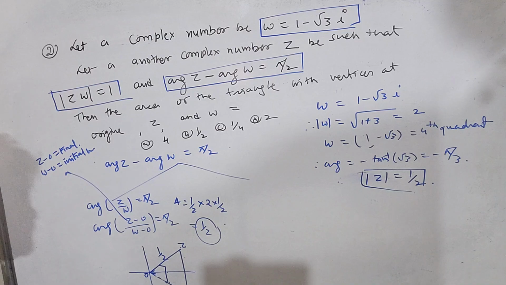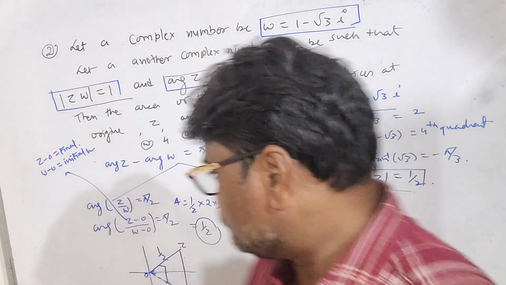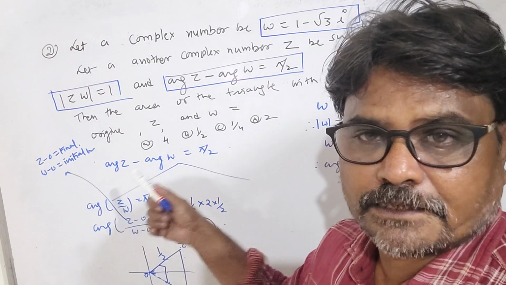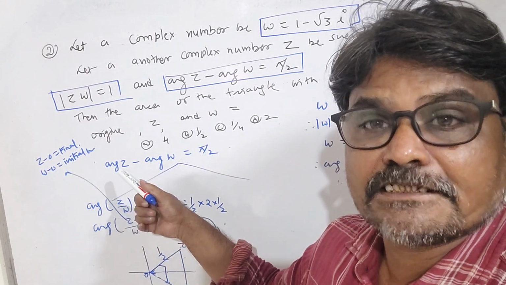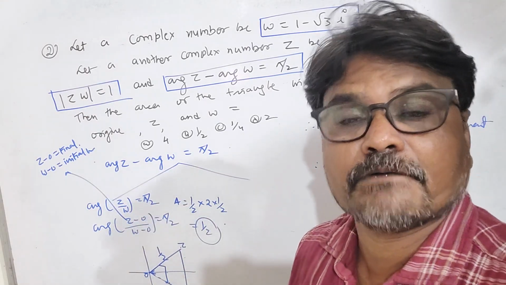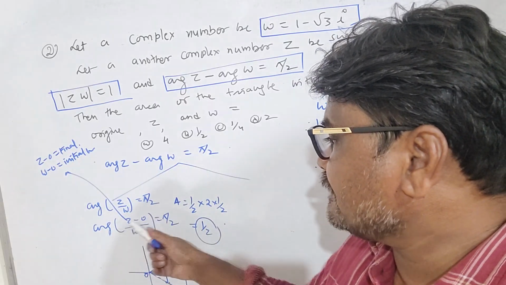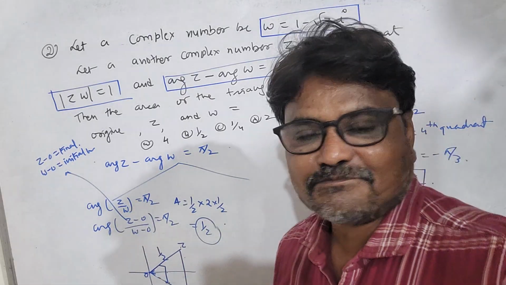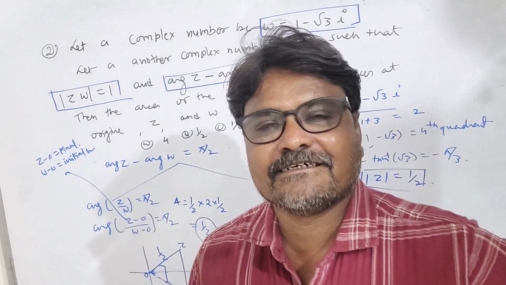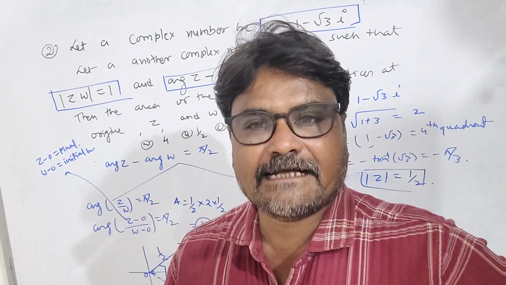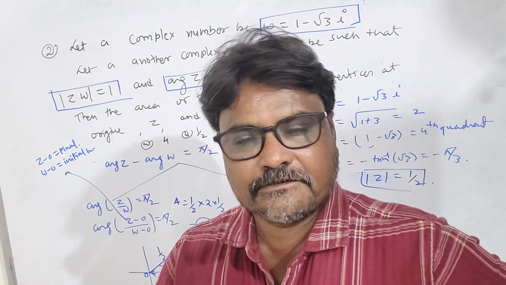But you can also use the concept of rotation. We have used first the properties of argument. Argument of z minus argument of w can be written as argument of z by w by the properties of argument. But z by w can be written as z minus 0 by w minus 0. That is an interesting concept, that is rotation of complex number, or how to find out the angle between the two vectors.